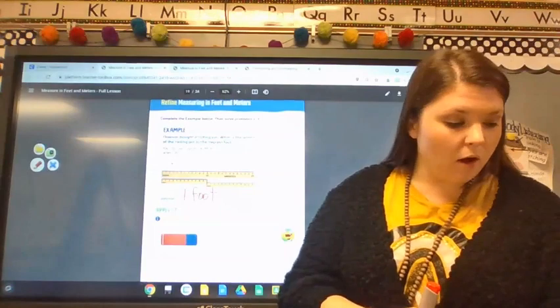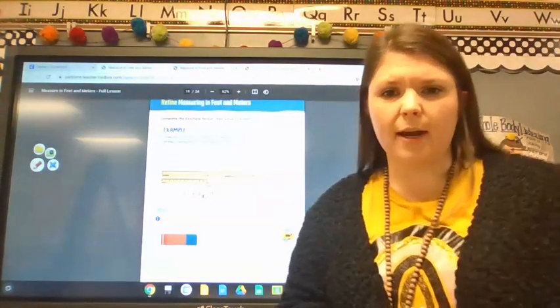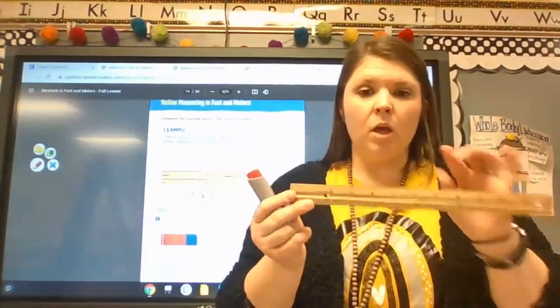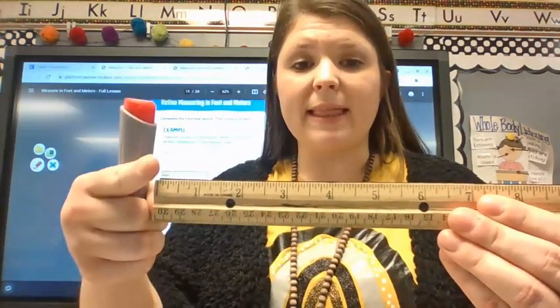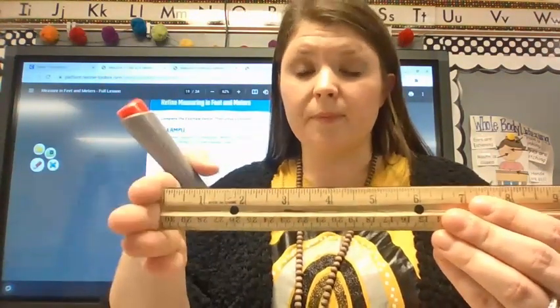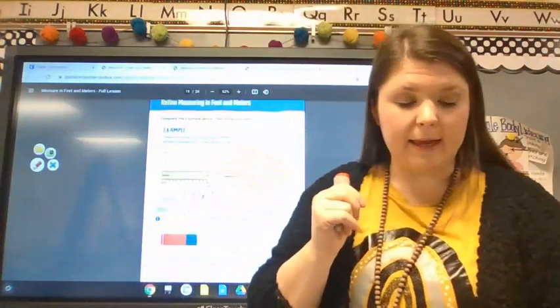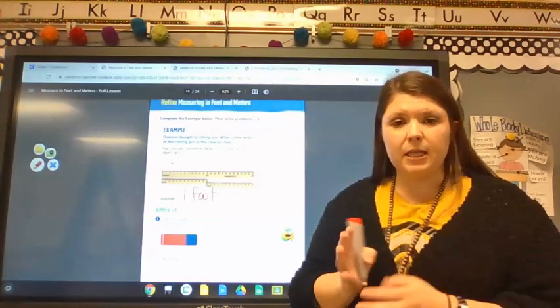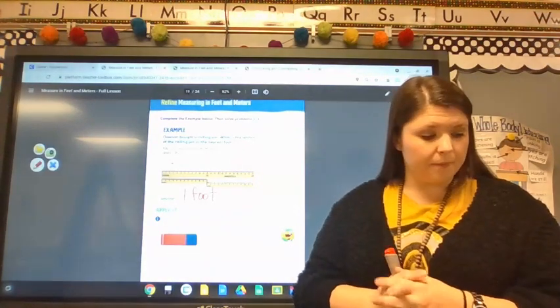All right, so how long is this eraser? Where do we start on our measuring tool? We start at the 0, but if yours does not have a designated 0 like mine, 0 is at the end. Even though it's not on there, it's assumed that 0 is at the end. We follow all the way across. What number is underneath our eraser?